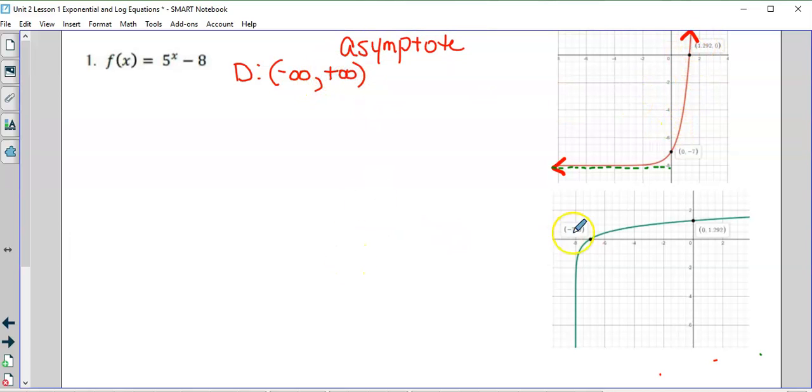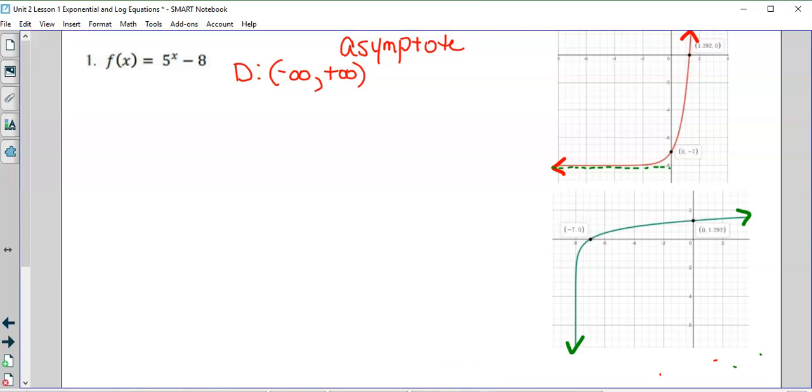Now, what we know about inverse functions, if you remember from last week, is that the domain and range just switch. So I already know then, if the domain of the red graph is -infinity to +infinity, the range of this green graph is going to be the same thing as the domain. So they're going to switch places.